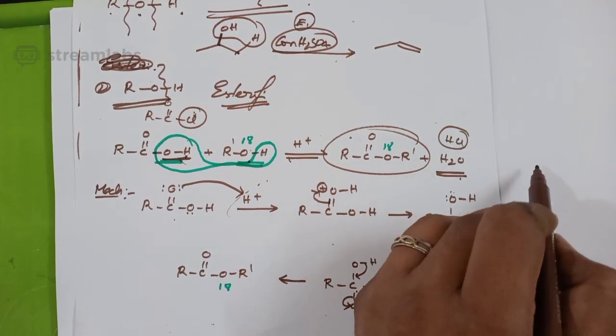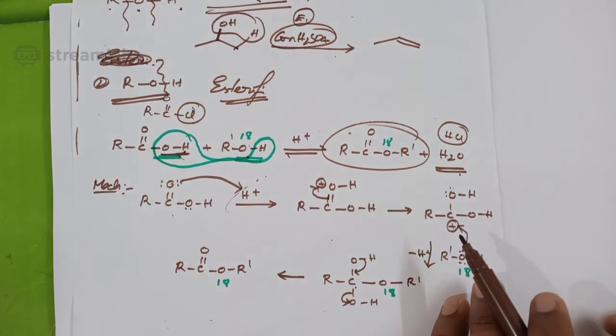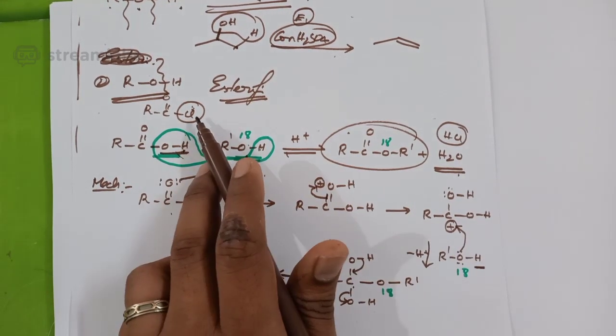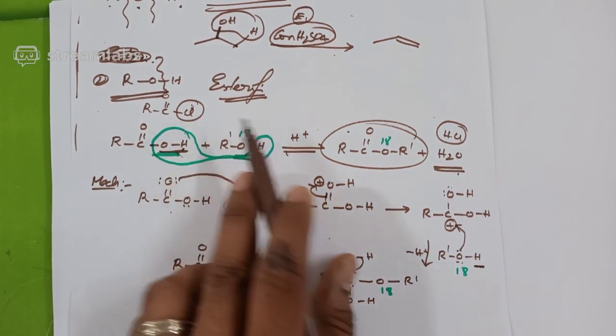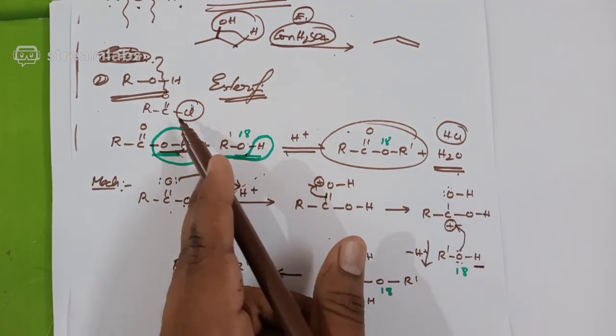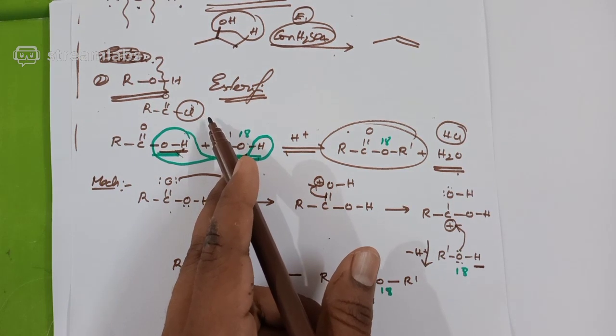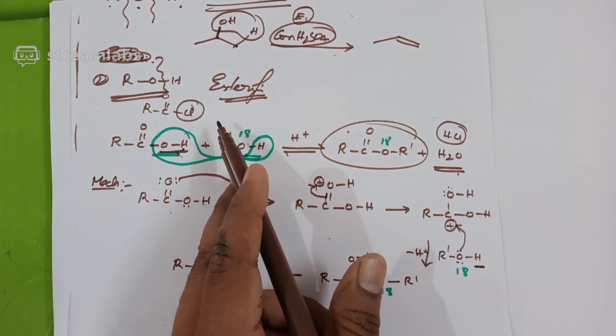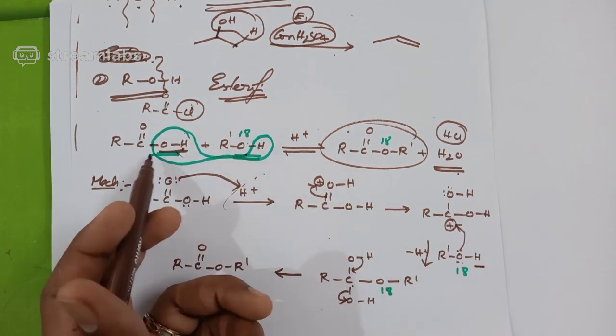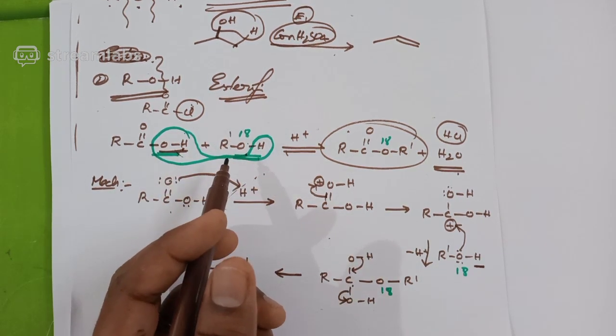That is called Fischer's acylation. Acylation is also the same: we can take an acid halide, an acid anhydride, or a carboxylic acid. All give esters only, so these reactions are called Fischer's acylation. Now, the main important point in this esterification is the reactivity order.